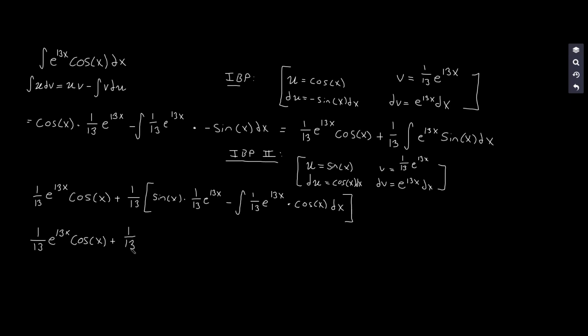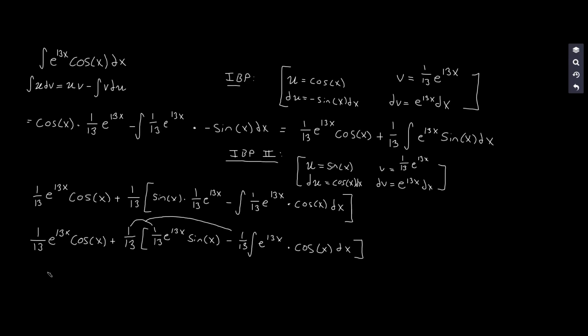1 over 13 times 1 over 13 times e raised to the 13th power times x times sine of x, minus, and I'm factoring that 13 out right here, times e raised to the power of 13x times cosine of x, integration with respect to x. And it's like, okay, I want to distribute this 1 over 13 to both terms here.